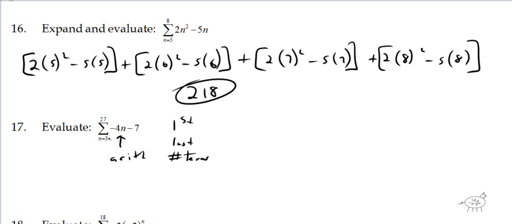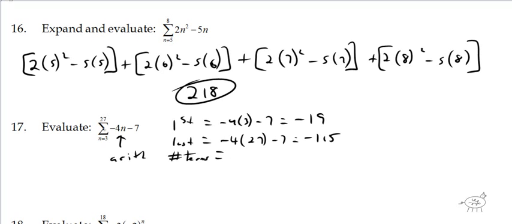So the first term, remember I plug a 3 into here, so the first term is going to be negative 4 times 3 minus 7. So negative 12 minus 7 is negative 19. That's your first term. And your last term is plugging in a 27 here. So negative 4 times 27 minus 7 is negative 115. So I guess I can show my work here. Negative 4 times 27 minus 7 is negative 115.